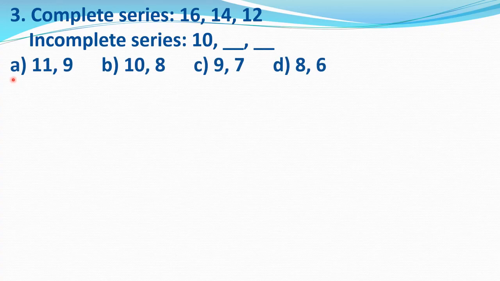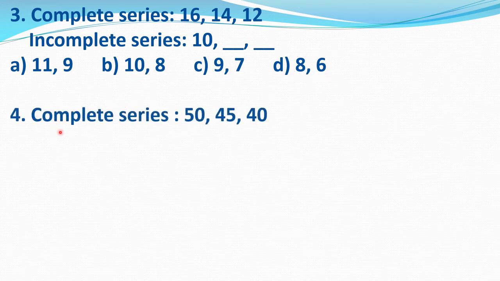Now in question number 3, the complete series is given as 16, 14 and 12, and here you can see that the numbers are in decreasing order. Okay, always remember beta, from the greater number we subtract the smaller number to find the difference. And the incomplete series is 10, then dash and dash. Options are A 11 and 9, B 10 and 8, C 9 and 7 and D 8 and 6.